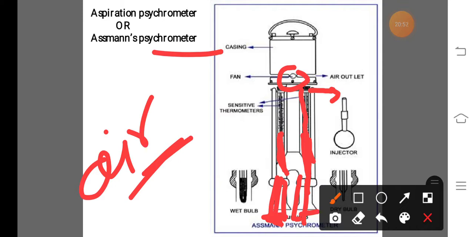While this air is passing over the thermometer, the temperature of the dry bulb and wet bulb thermometers increases or decreases respectively. That means when hot air is passing over the thermometers, the temperature of the dry thermometer increases and the temperature of the wet bulb thermometer decreases.